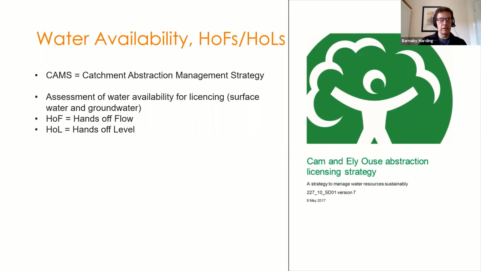It categorises the water bodies in terms of the amount of water that's available, whether it's fully available or whether there's a restricted availability or whether there's no water available at all. Where water availability is restricted, you might see it only available at certain times. You might see things like what are referred to as hands-off flows or hands-off levels, which basically determine trigger levels below which you would need to stop your abstraction.